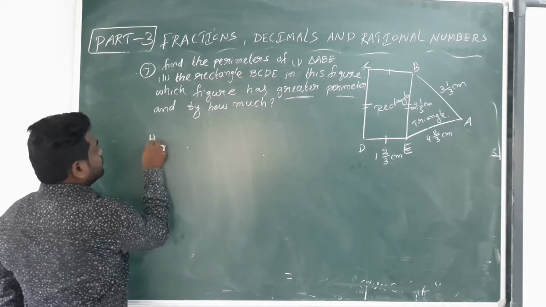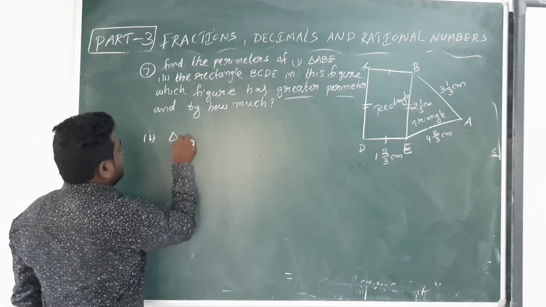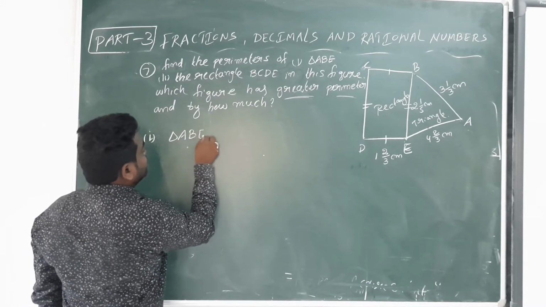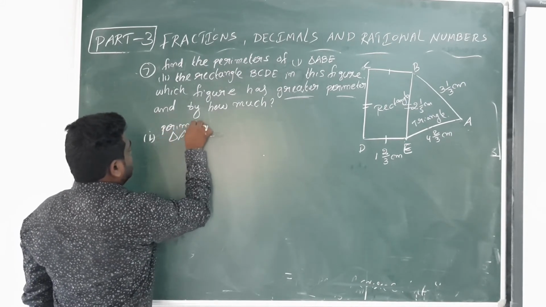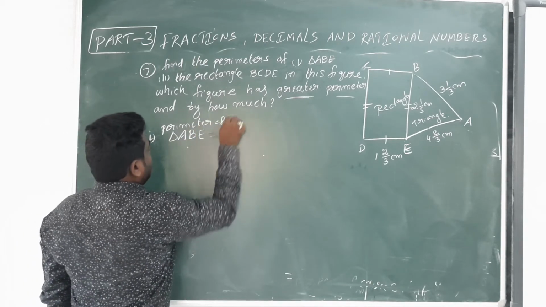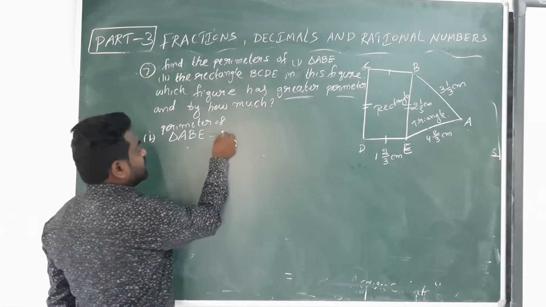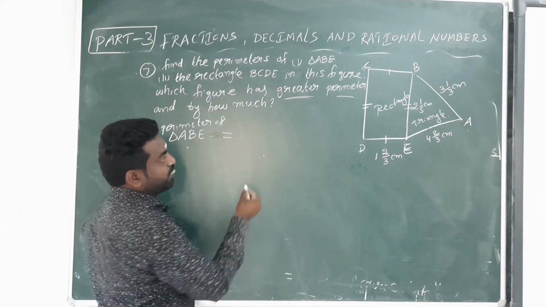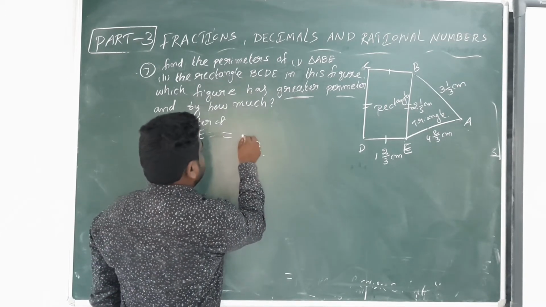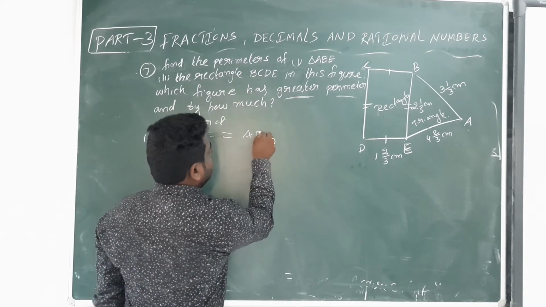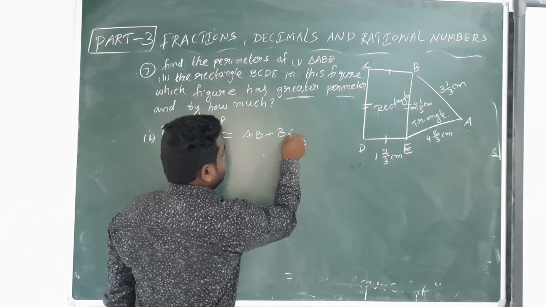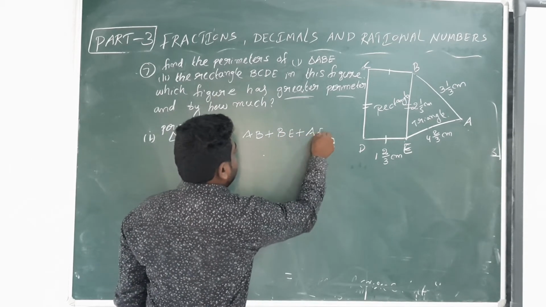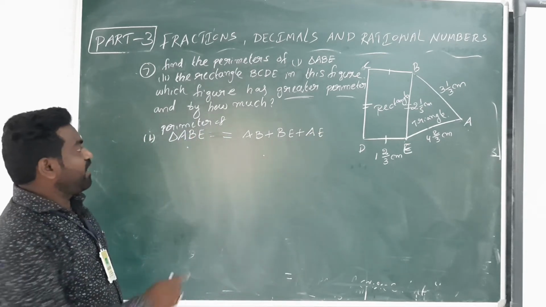First, triangle ABE. Perimeter of triangle ABE is equal to AB plus BE plus AE. We add all sides.